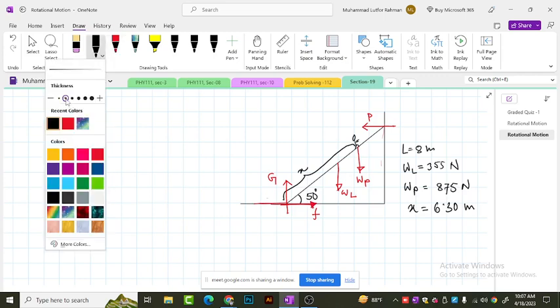To find them out, since this ladder is in static equilibrium. Static equilibrium means it's not moving, right? What was the condition for static equilibrium? I said in the previous class there must be two conditions. One is the net force on the system must be equal to 0, and the second condition was the net torque on the system must also be 0. This is the condition for the static equilibrium of a system.